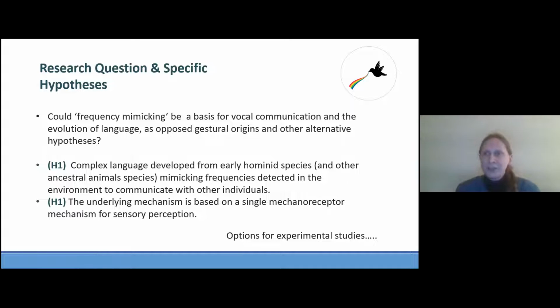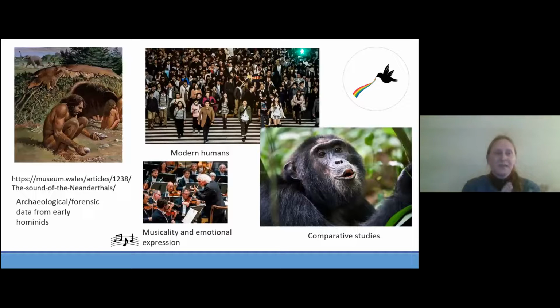And as I say, unfortunately, I don't have any data to present yet, but there are options for experimental studies. For example, there's a lot of data coming through, archaeological and forensic data from early hominids, suggesting that their communicative abilities were a lot more complex than originally thought. And this picture is taken from the Museum of Wales. They summarise some of the research going on, and they also have produced a soundscape that Neanderthal would have heard.